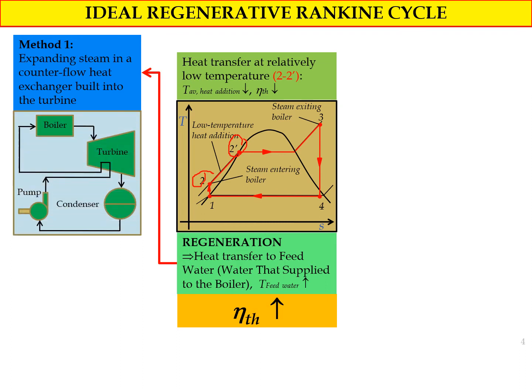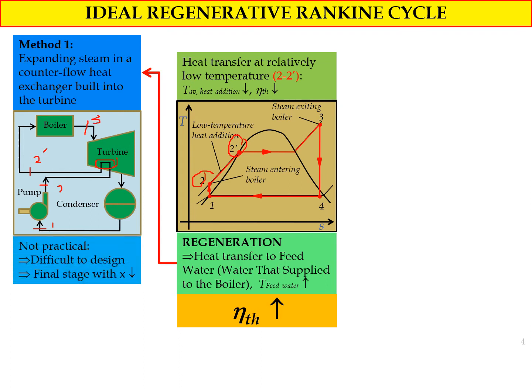This is the simple diagram of method 1. As you can see here, this is state 1 and this is state 2, and we have a heat exchanger built in the turbine here, and the state here will be 2 prime, which is some sort of preheating before it goes into the boiler, and the output of it is the state 3 and goes into the boiler.